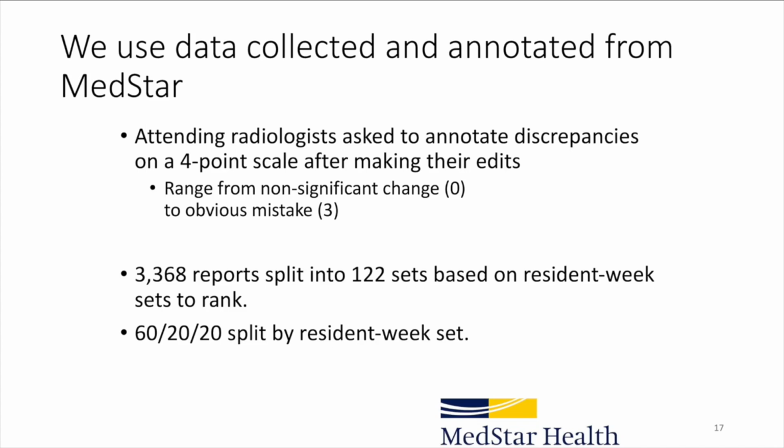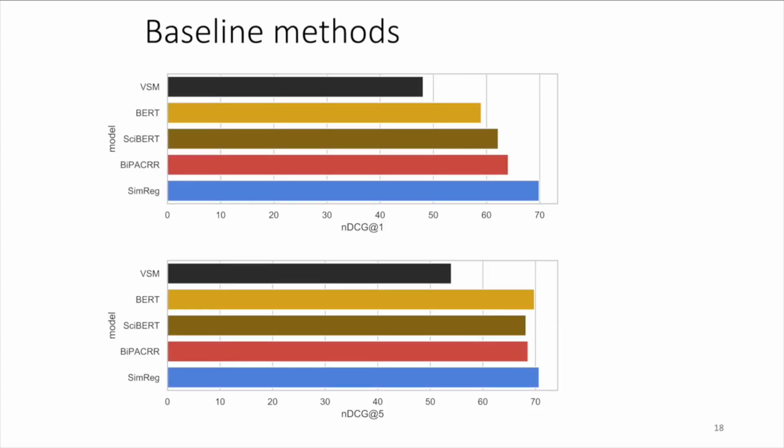For training and evaluation, we use data collected and annotated from MedStar. We asked attending radiologists who were making these edits to rate the degree of discrepancy on a 4-point scale, ranging from non-significant to an obvious mistake. This resulted in a data set of 3,368 reports, which we split into 122 sets based on resident week. So the idea is that a resident could look at a report from this at the end of a week and see the most significant discrepancies. We use a 60-20-20 split by resident week for training, development, and testing.